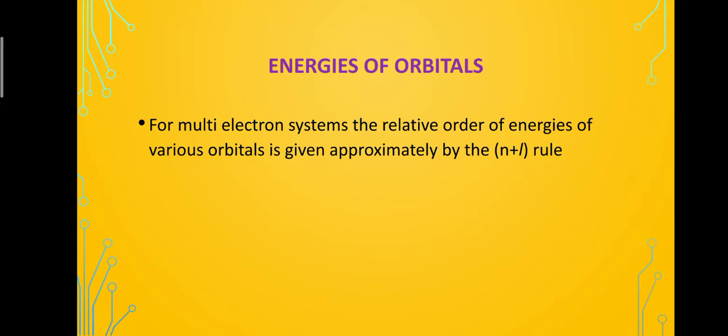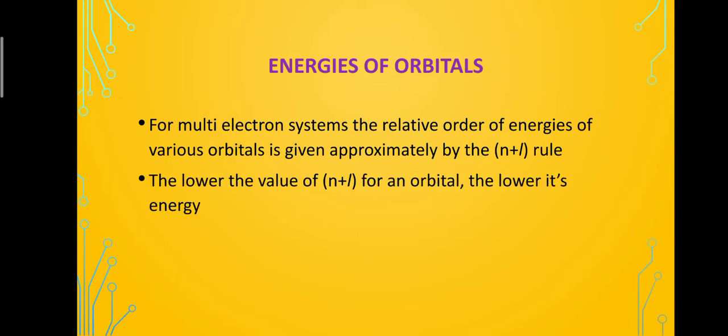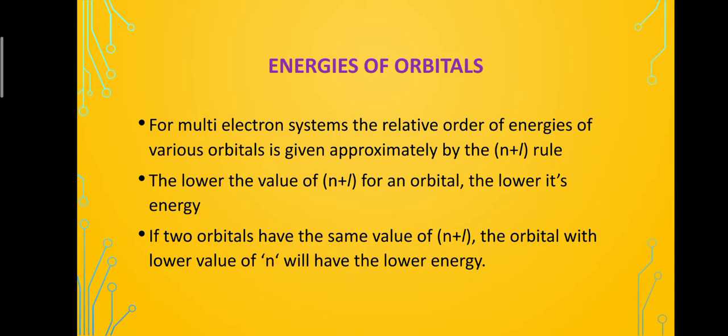For a multi-electron system, the relative order of energies of various orbitals is given by the formula n plus l. The lower the value of n plus l for an orbital, the lower its energy. If two orbitals have the same value of n plus l, the orbital which has a lower value of principal quantum number will have the lower energy.